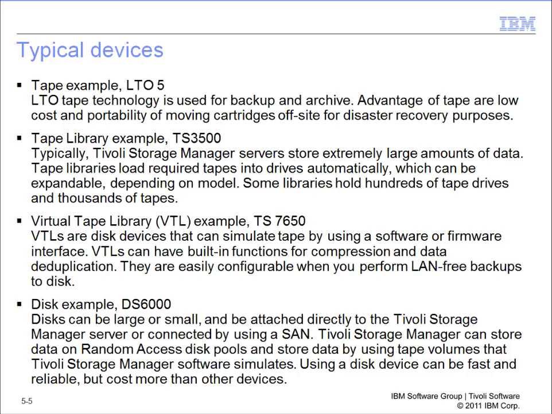Here's an example of some typical devices, such as LTO5 tape technology, which can be used for backing up and archiving your data. You can also remove the tapes and take them off-site for recovery purposes. An example of a tape library would be the IBM TS3500. This is going to be for larger amounts of data. There's also virtual tape libraries. And an example of using a disk device would be the DS6000.